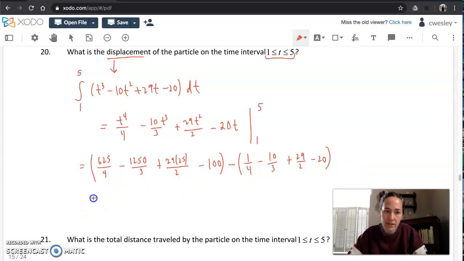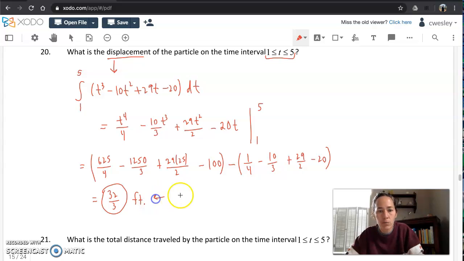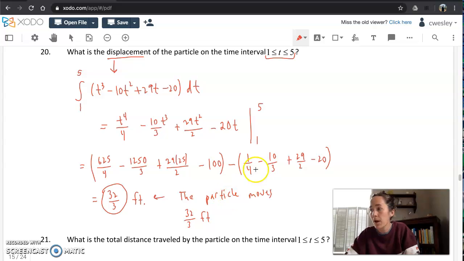This all gets calculated. I like it as an exact fraction. Decimal's okay too. It's going to be 32 thirds. And there's your displacement. We could put units on it. It says velocity is in feet per second, so we'll say the displacement is in feet. And the particle moves, let's interpret it, 32 thirds of a foot, in which direction, right or left? Well, this displacement came out positive, so we'll say feet to the right.